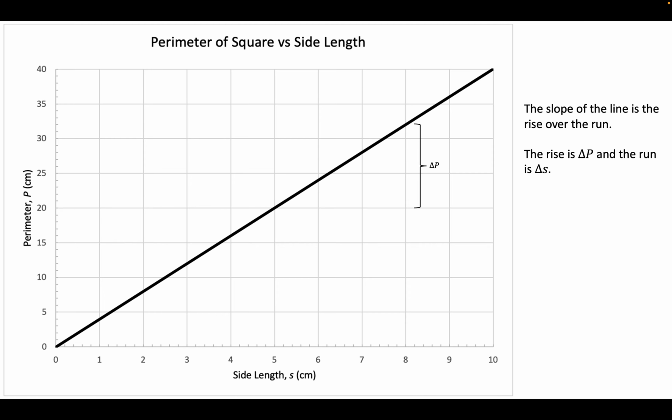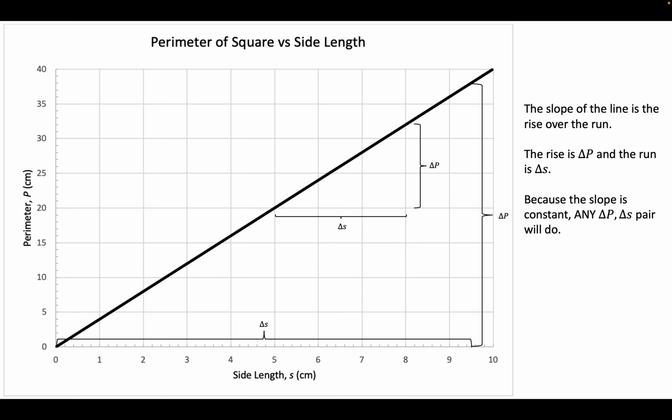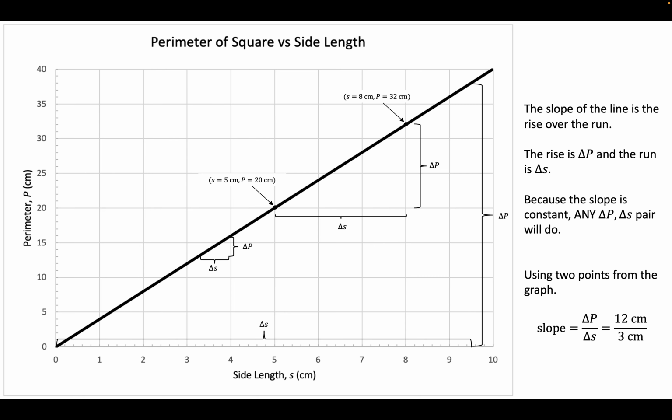The rise is delta p, there it is. The run is delta s. And since the slope is constant, we can use any delta p or delta s. We can use a big one here. Delta p is big, delta s is big. We can use a little one there. Delta p small, delta s is small. The ratio is always the same. What is that ratio? Well, we can use these 2 points because we know the numbers. Delta p is 12, delta s is 3. 12 centimeters over 3 centimeters is 4. The slope is 4, and it's always 4.